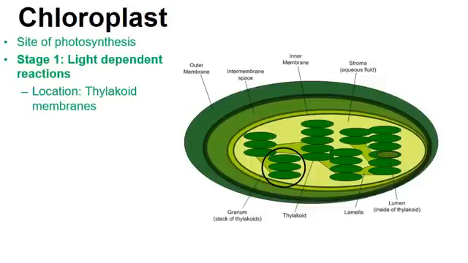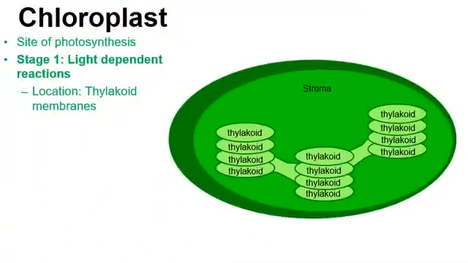I want to look at a more simplified diagram here. When we do, we can see the thylakoids, which look like coins or frisbees stacked on top of one another. In the membrane of these thylakoids is where the light-dependent reactions occur. And if you ever come across the term granum, that means a stack of thylakoids.